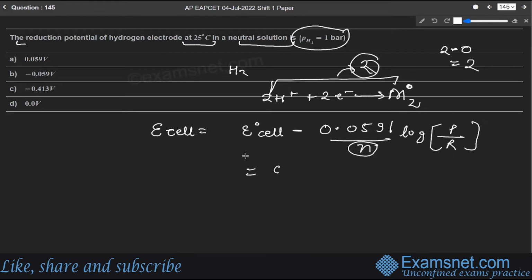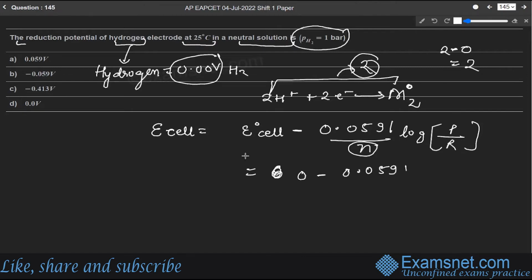So E cell, the cell of hydrogen, right? They have given us the hydrogen question. So remember, for hydrogen, E naught is always and always 0.00 volts, right? So that would come as 0. E cell would be 0 minus 0.0591 divided by 2 log.